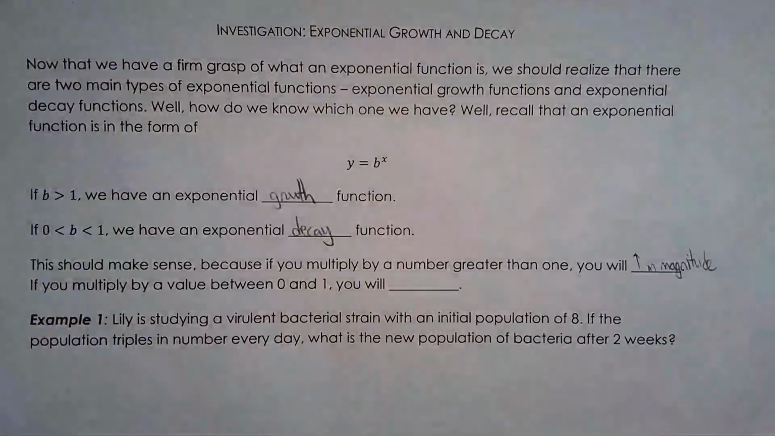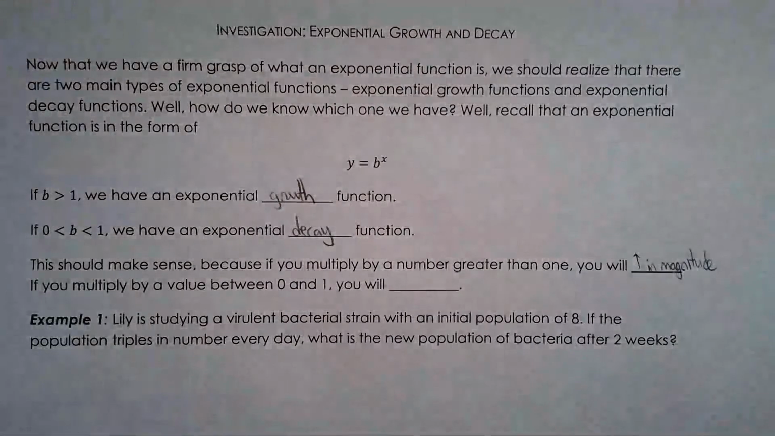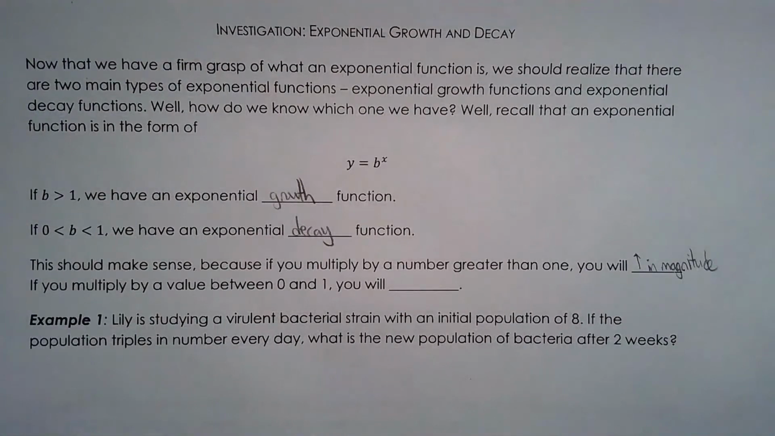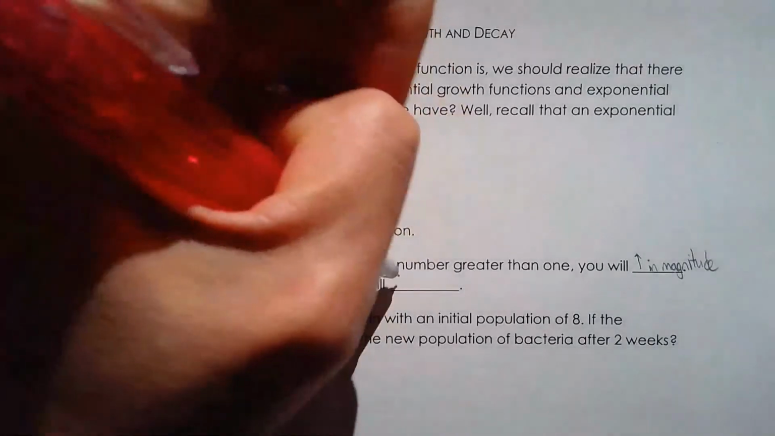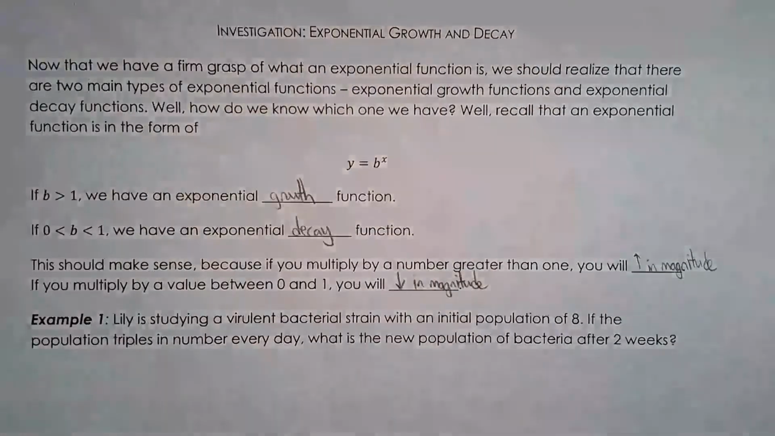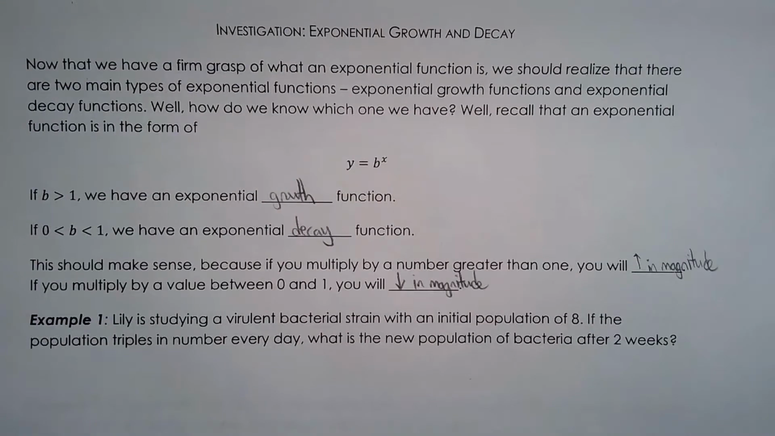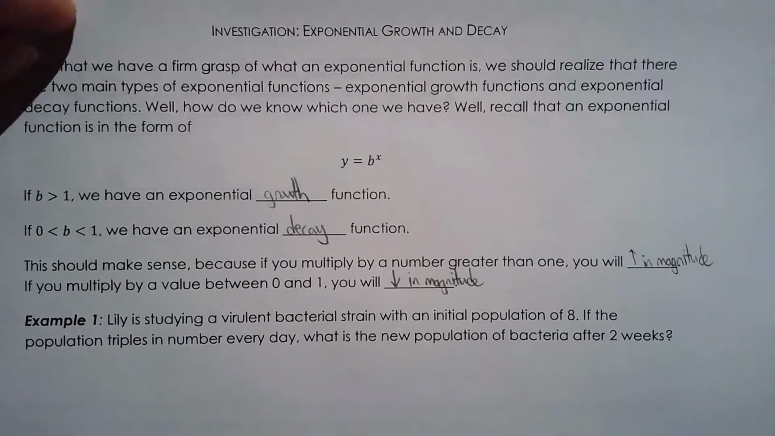You will increase in magnitude, meaning that the sheer size of the number itself is going to grow. And if you multiply by a value between 0 and 1, you will decrease in magnitude. So the number is basically approaching 0. You can think of it that way as well. Okay, let's build some models.